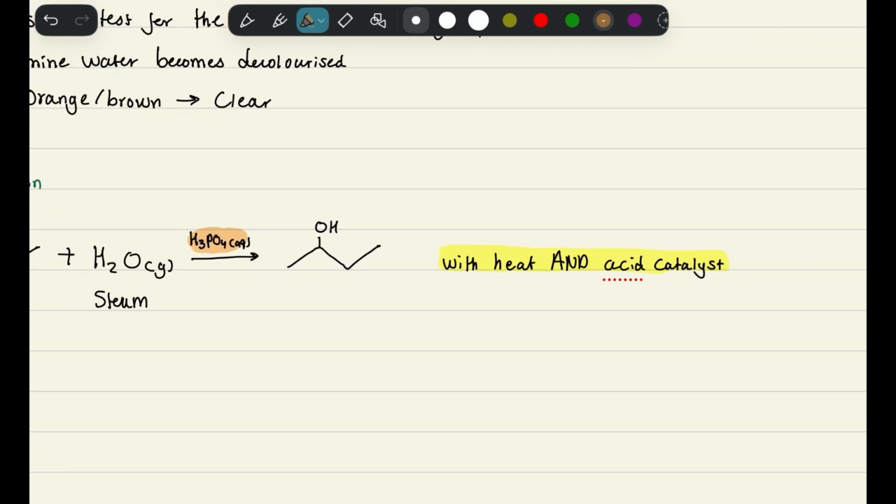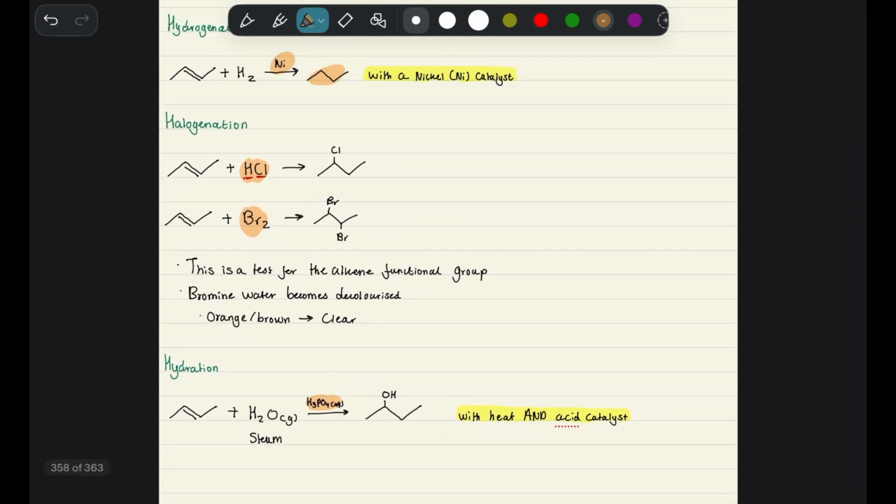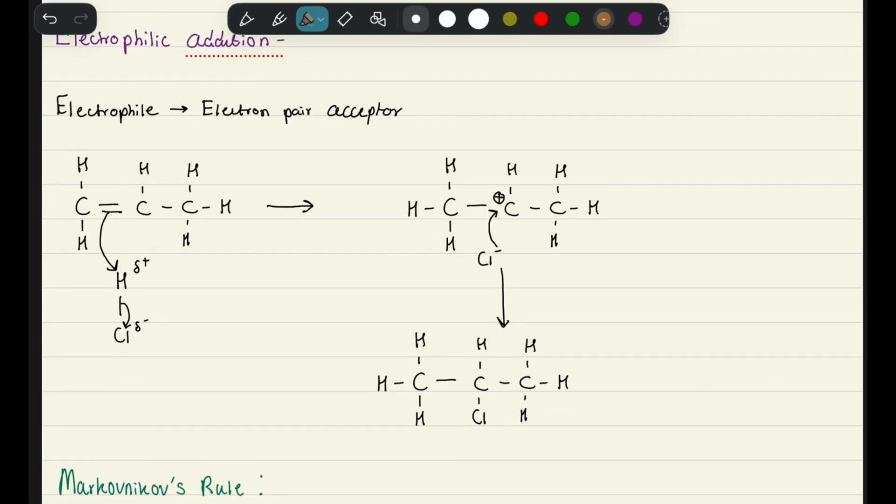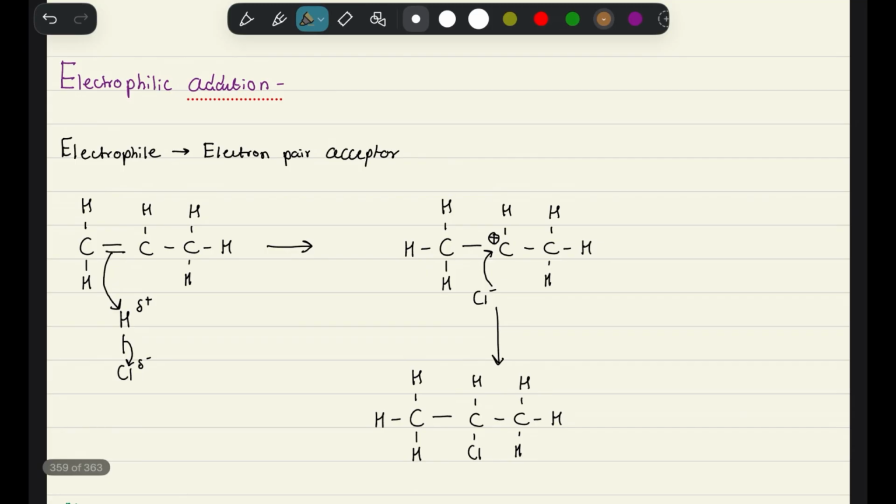And very importantly, reagent condition, you're saying heat and acid catalyst. So those are the reactions that you need to know regarding alkenes. Okay, now it's really time to earn our money. So we're going to talk about electrophilic addition.